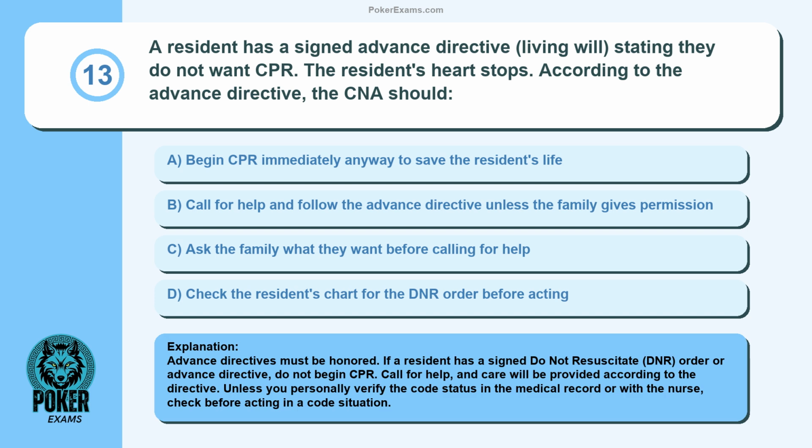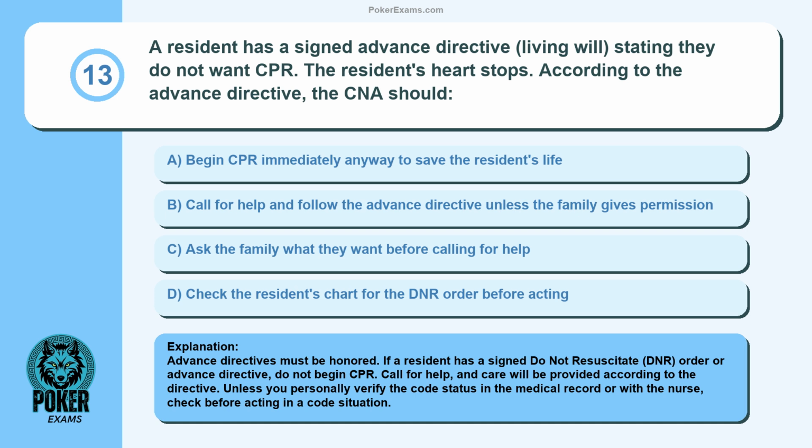Advance directives must be honored. If a resident has a signed do not resuscitate, DNR, order or advance directive, do not begin CPR. Call for help, and care will be provided according to the directive. Unless you personally verify the code status in the medical record or with a nurse, check before acting in a code situation.